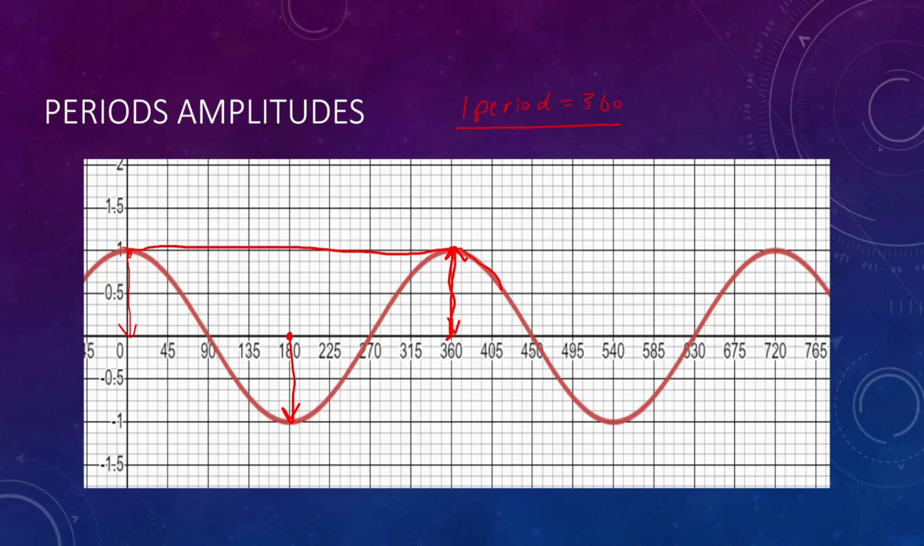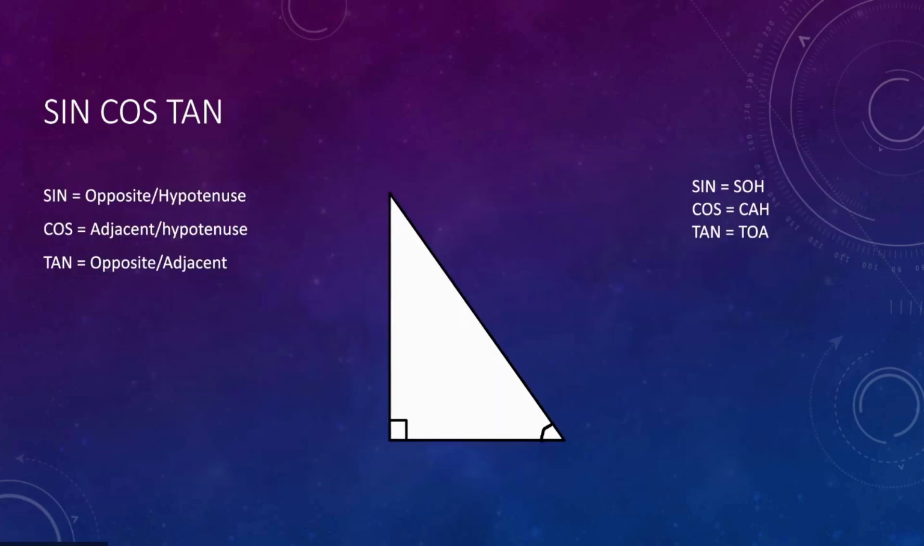Now let's move on. Let's discuss sine, cos, and tan. To understand this, you need to first understand opposite, hypotenuse, and adjacent. So let's begin with hypotenuse. Hypotenuse is the longest side of the triangle, or whatever is in front of the 90-degree angle, which in this case is this side. So this is the hypotenuse.